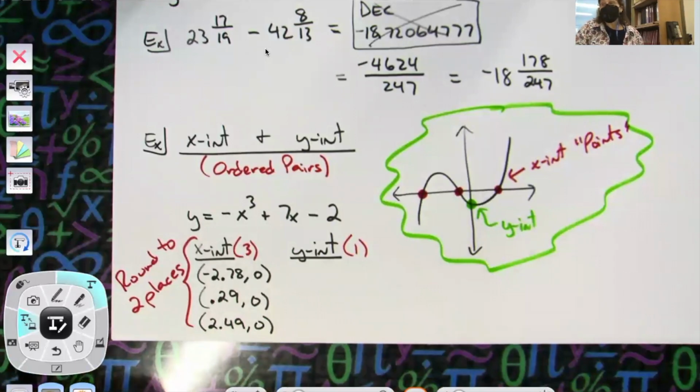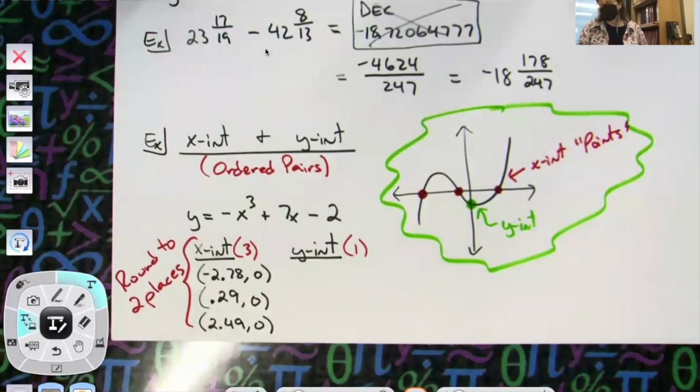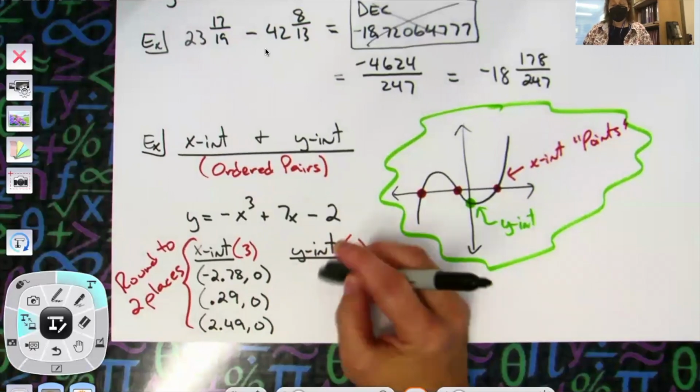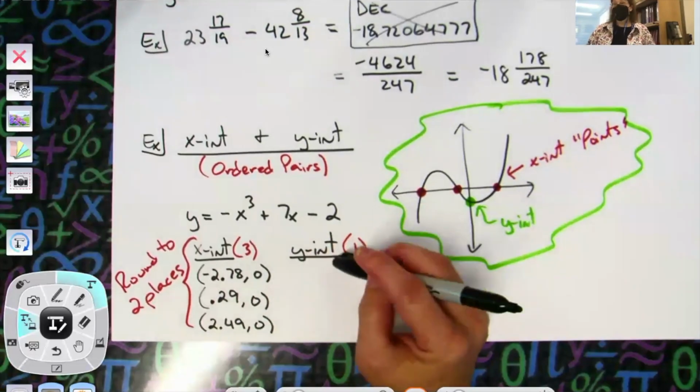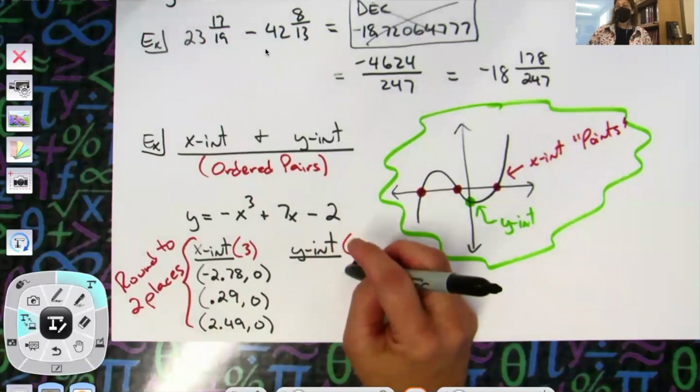Now we had to do a different key sequence to find that y-intercept. We did second calc, because everything right now that we're doing off that menu is second calc. So when you're ready to find this, you're going to go back and hit second calc. And then if you were trying to find the y-intercept, which one of those menu options did you pick? Because it doesn't say y-intercept.